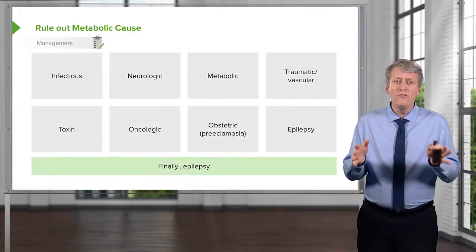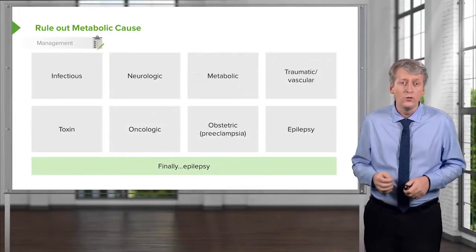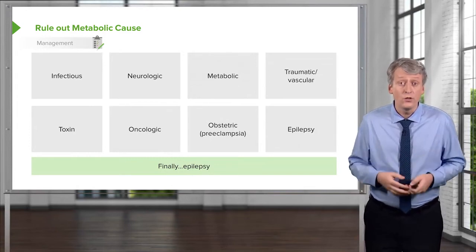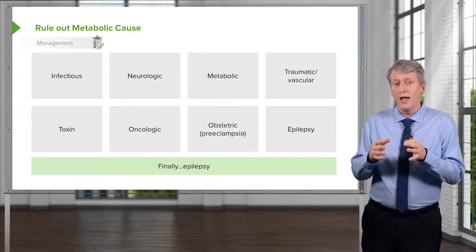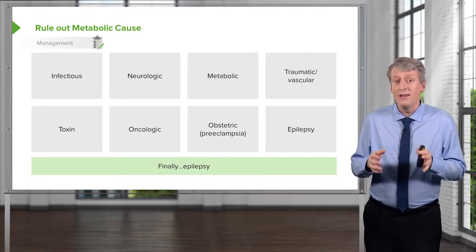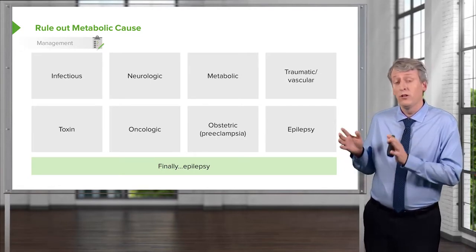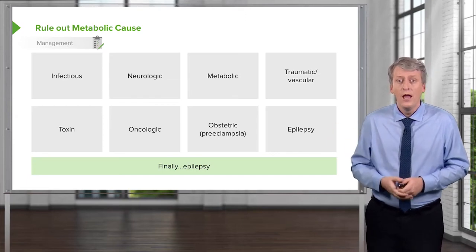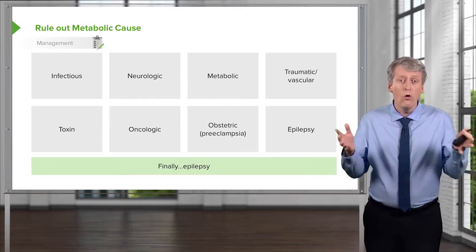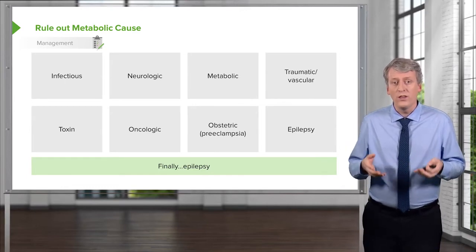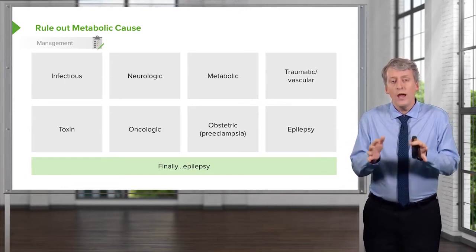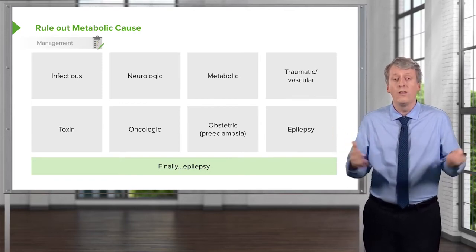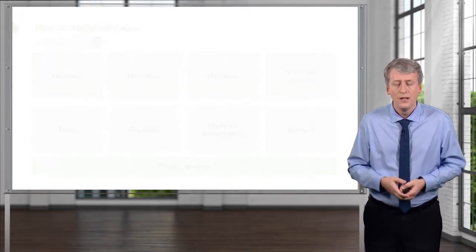And then once we've gone through all these causes, including oncologic causes, could it be a tumor, or obstetric causes, does the patient have a baby inside them and now they have a problem with their liver and are getting seizures as a result, like preeclampsia. And then after we've ruled out all these other causes, we're left with epilepsy. So epilepsy is really a diagnosis of exclusion after you've ruled out all these other potential causes.